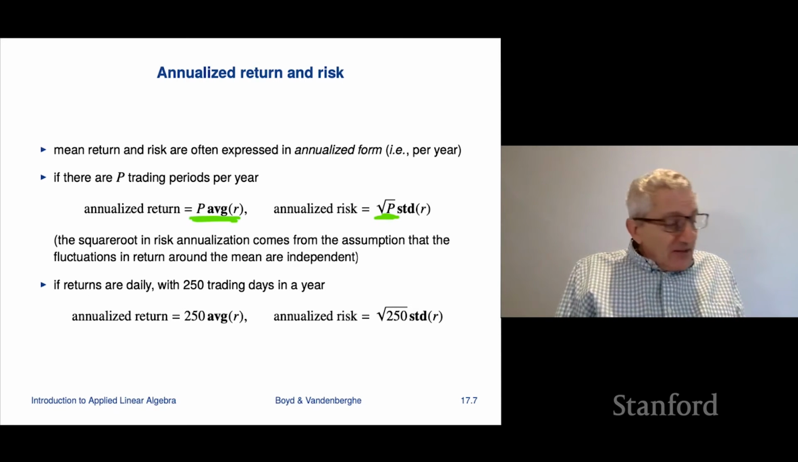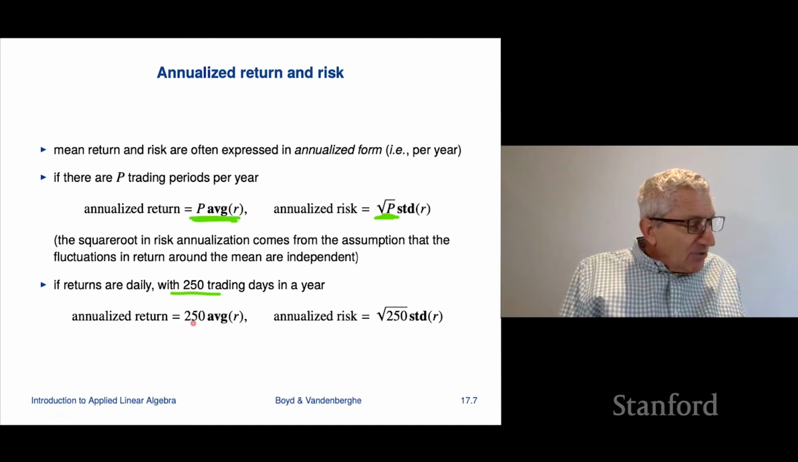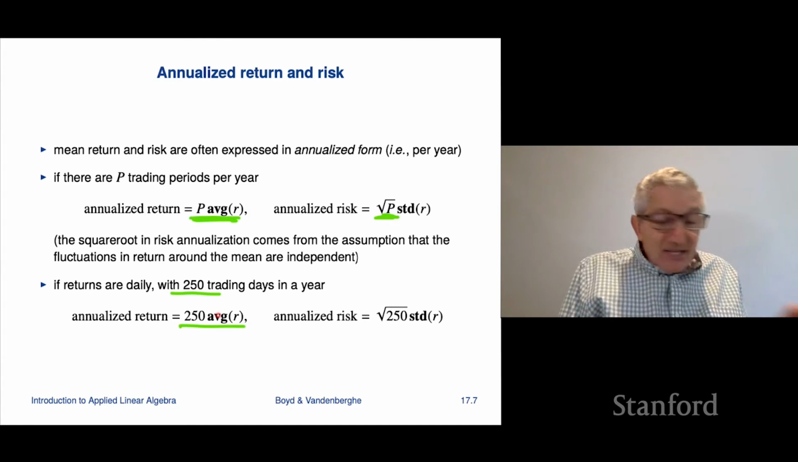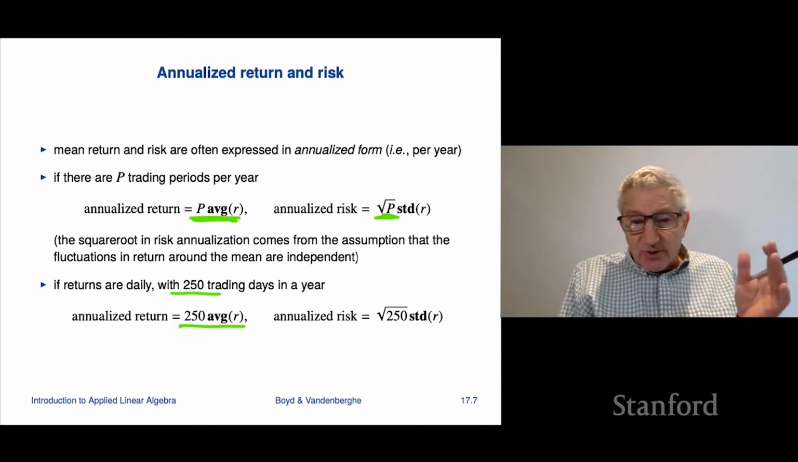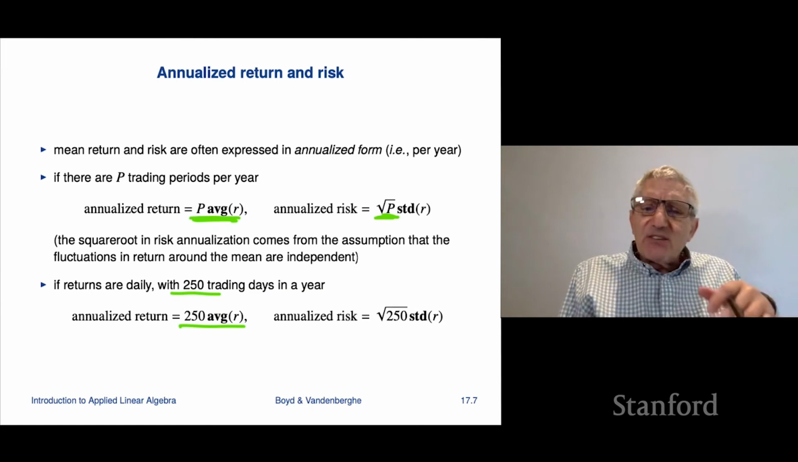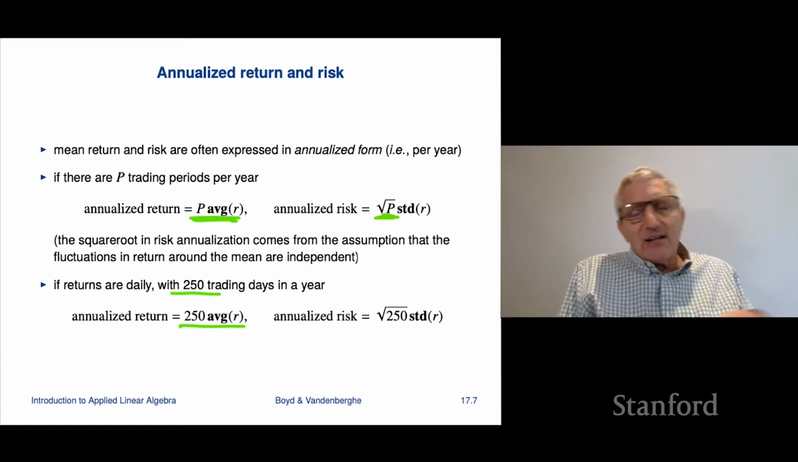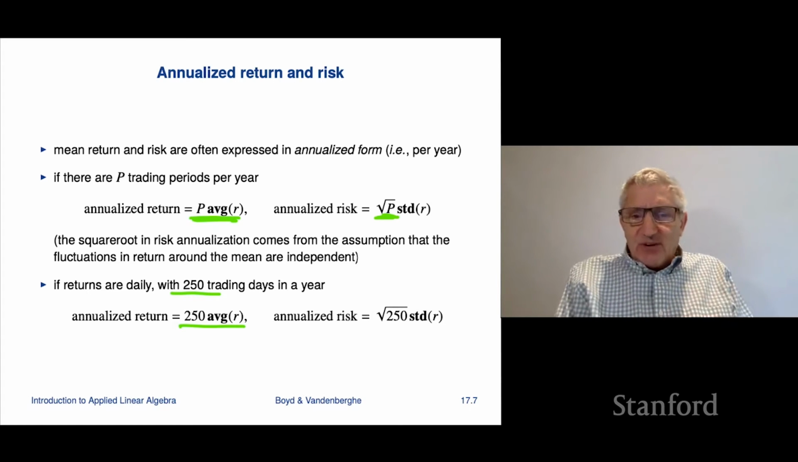And it says if you had 250 trading days a year, your annualized return would be 250 times the average of the daily return. And your annualized risk would be square root 250. And you know what? If it's not 250, it's 252 or 251. Go ahead and fix. This is just to give you a rough idea of what it is.